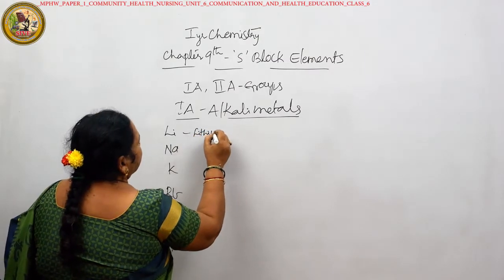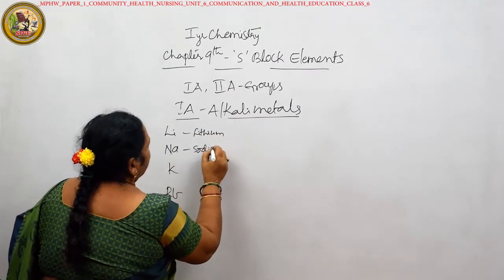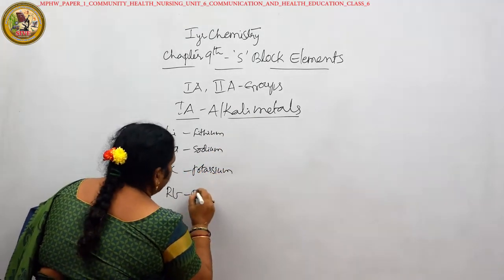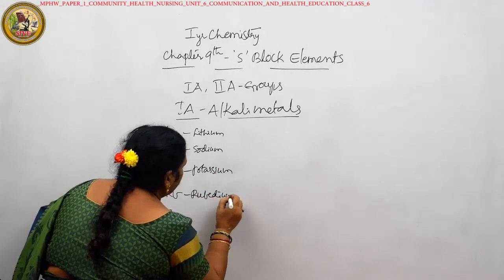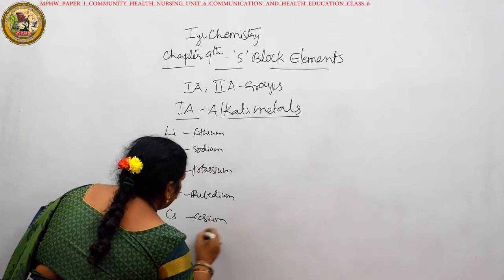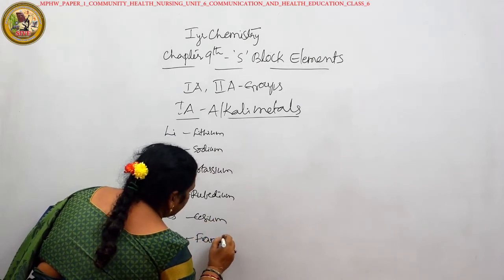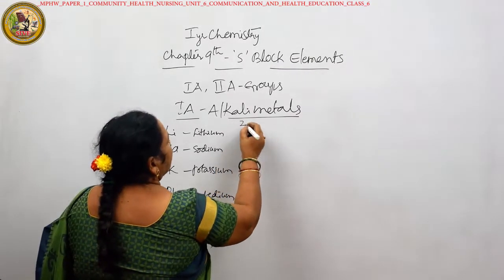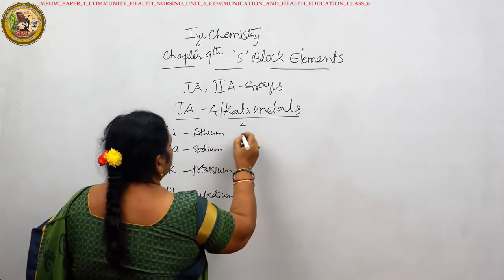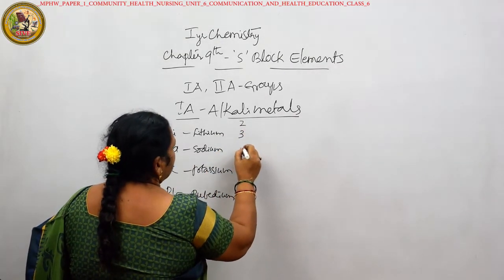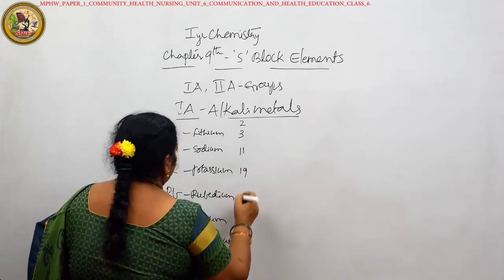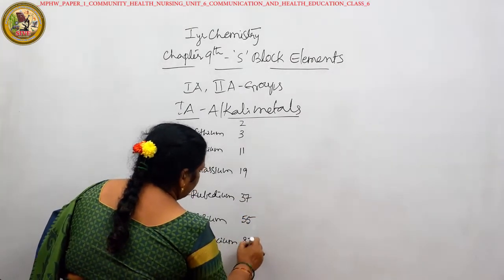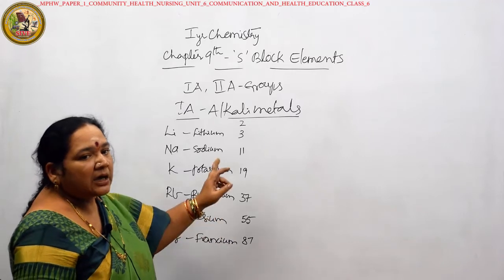Lithium, sodium, potassium, rubidium, cesium and francium. Francium is the radioactive element. Now we shall see the atomic numbers of these elements. The atomic number of lithium is 3 and sodium is 11. 11 plus 8, 19, 19 plus 18, 37, 37 plus 18, 55, 55 plus 32, 87. These are the atomic numbers of these alkali metals.